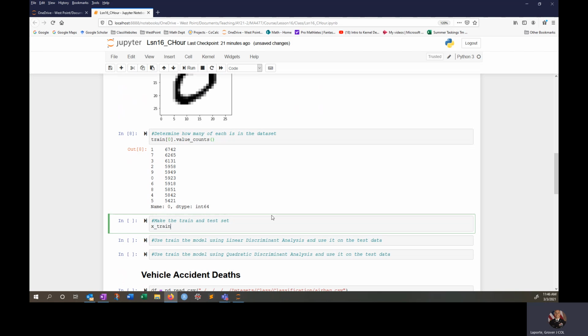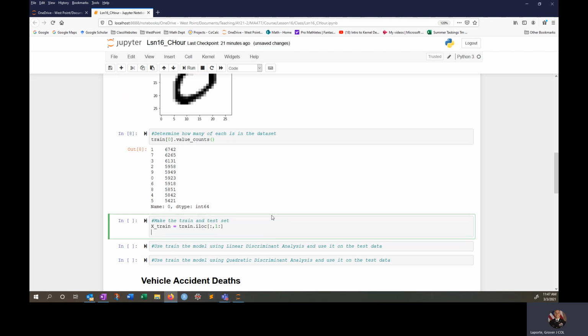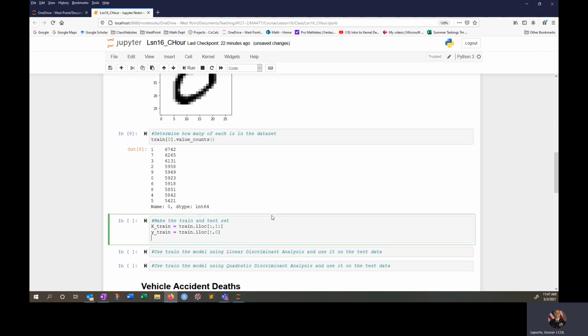So I've got to do xtrain equals data frame dot iloc. Oh, no, I've got train. So train.iloc, and I've got a capital here. So xtrain is going to be train.iloc, and I want all the rows, and then starting at column 1 all the way to the end. And ytrain, my response variable, is train.iloc, and then all the rows in column 0.